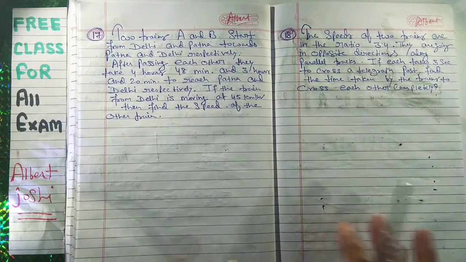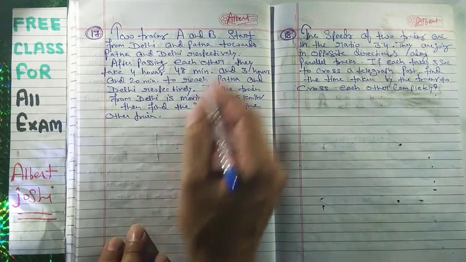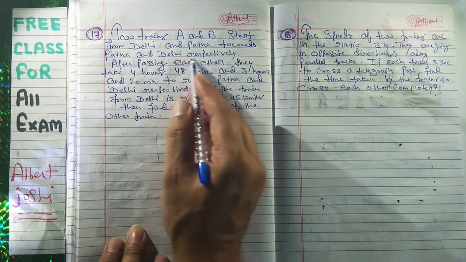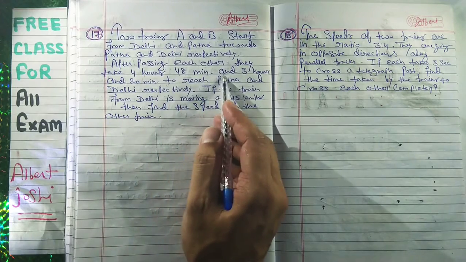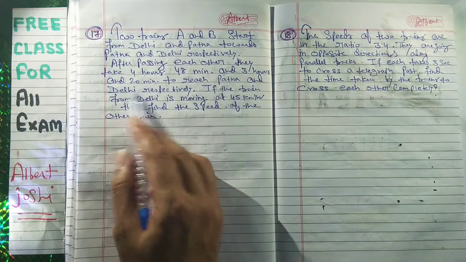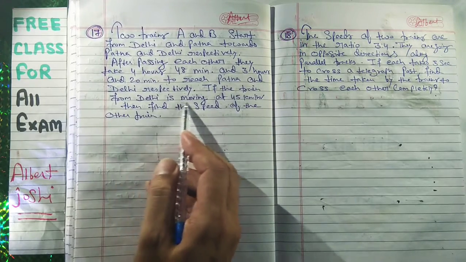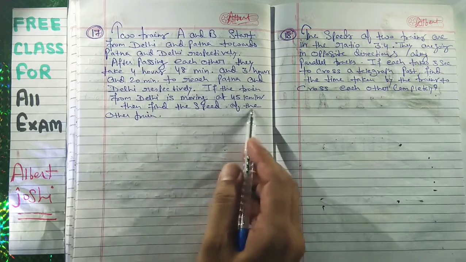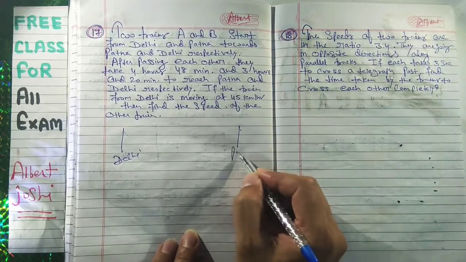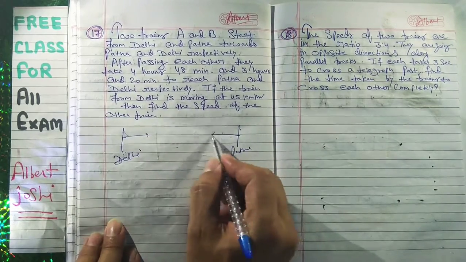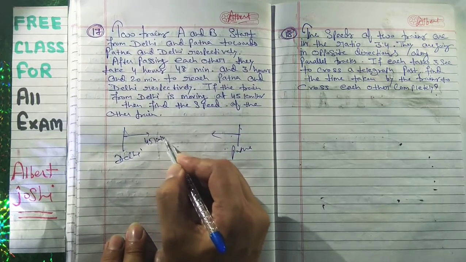Now this is the last question. You have two trains A and B that start from Delhi and Patna toward Patna and Delhi respectively. After passing each other, they take 4 hours 48 minutes and 3 hours 20 minutes to reach Patna and Delhi respectively. If the train from Delhi is moving at 45 km per hour, then find the speed of the other train. Very simple. This is Delhi and this is Patna. One is going from here to here, one is going from here to here. One speed he has given us. This is 45 km per hour.